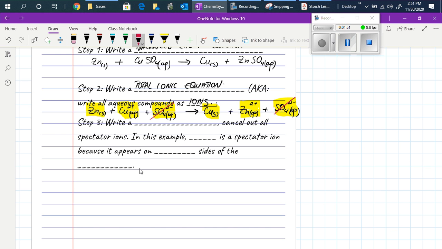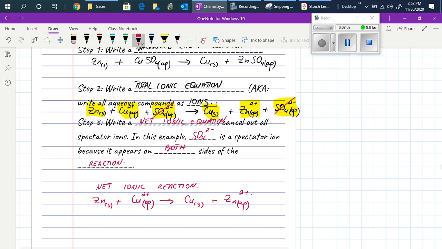So now based on this, after we cancel out, we write what is known as the net ionic equation or reaction, which is what is left now. In this example, SO4 2- is considered to be a spectator ion because it is on both sides of the reaction. Okay. So the net ionic reaction for this example will be zinc solid plus copper ion in aqueous solution, and then copper solid plus zinc 2+ in aqueous solution.